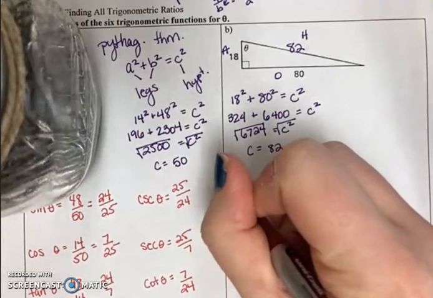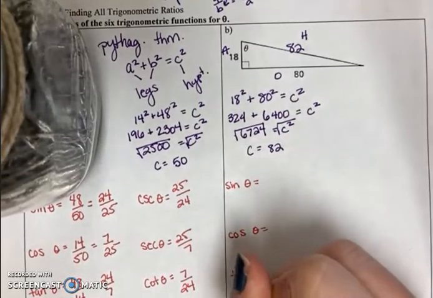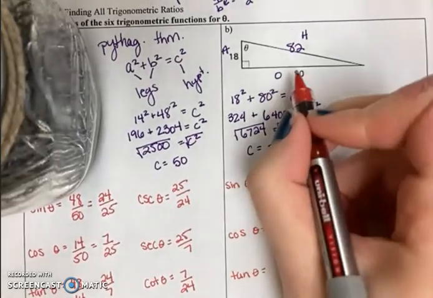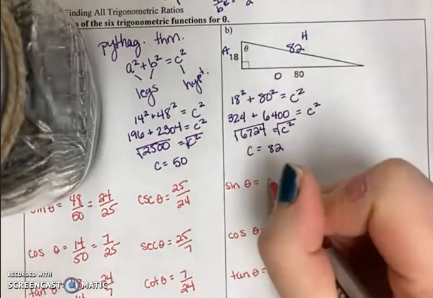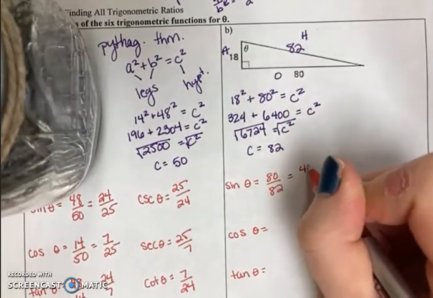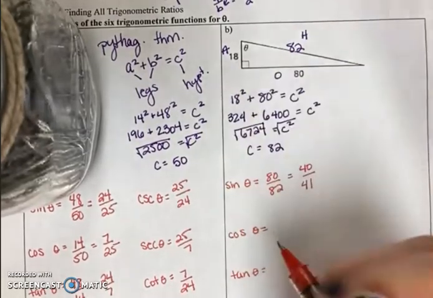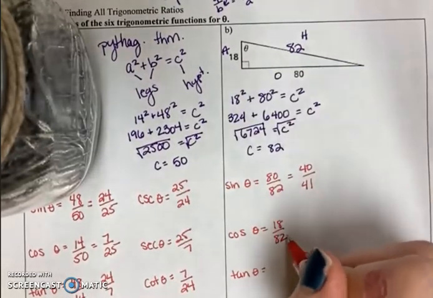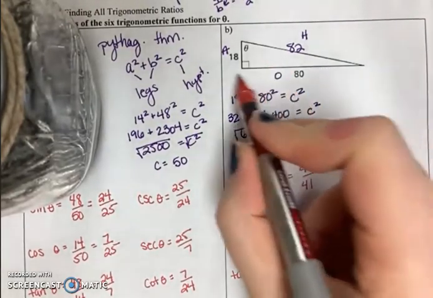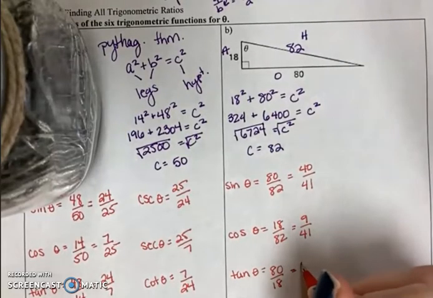And now I'm ready to write sine, cosine, and tangent. Sine is opposite over hypotenuse, so 80 over 82. I can simplify by dividing by 2. Cosine is adjacent over hypotenuse, so 18 over 82. Once again, simplify. Tangent is opposite over adjacent. And simplify once again.